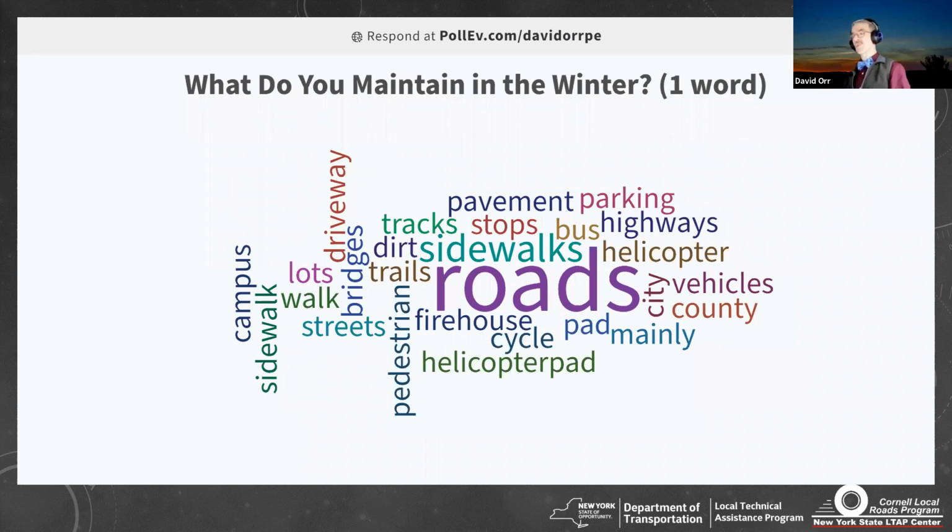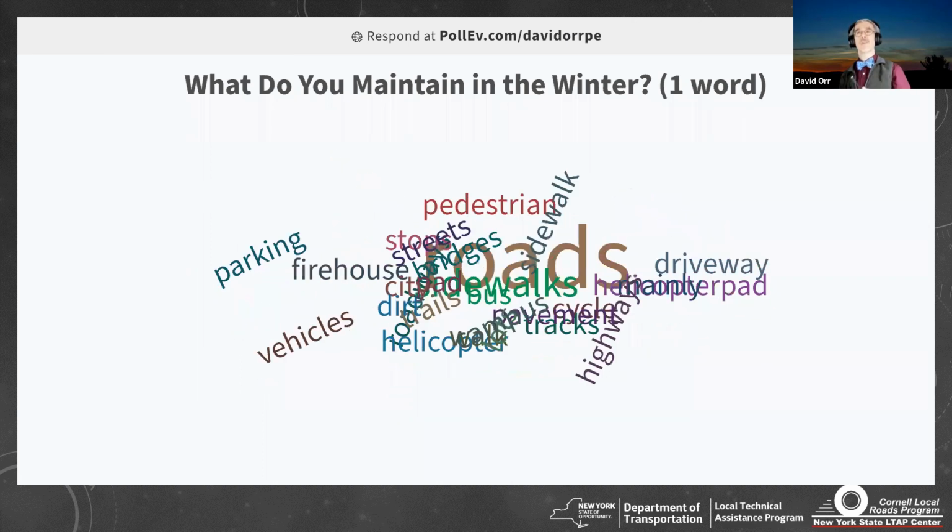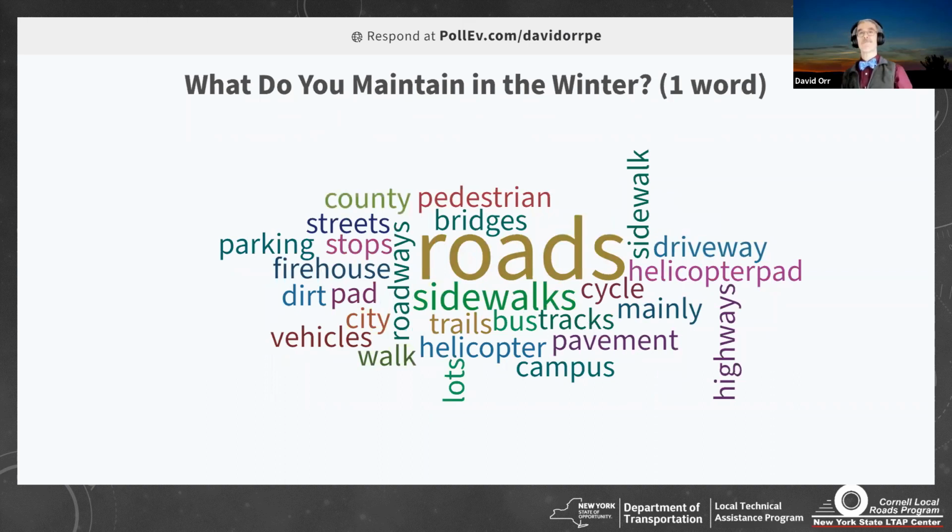Somebody put in dirt or gravel roads. They're going to be treated differently than if you've got paved roads or concrete sidewalks. You've got pedestrians, you've got bicyclists. Who's using your system is something you need to think about as well. So our roads are our dominant player, and sidewalks right behind it in our little list here. We need to think about the differences in our system, okay?